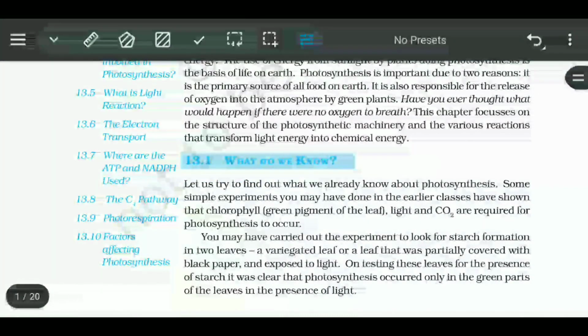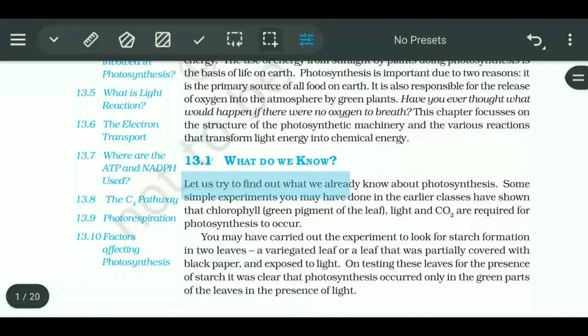13.1 What do we know? Let us try to find out what we already know about photosynthesis. Some simple experiments you may have done in the earlier classes have shown that chlorophyll, the green pigment of the leaf, light, and CO2 are required for photosynthesis to occur.